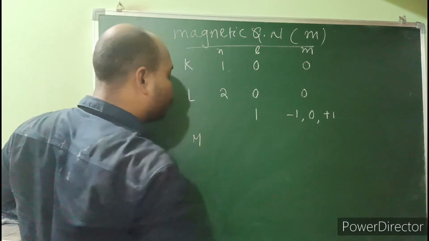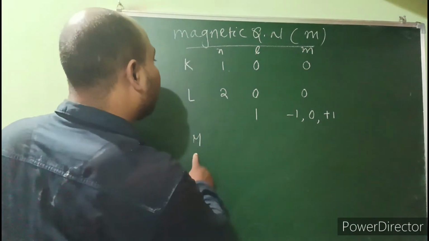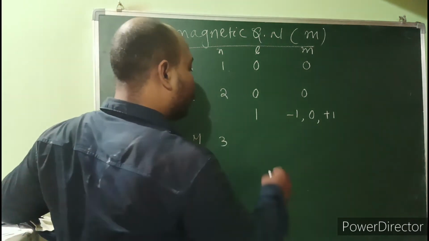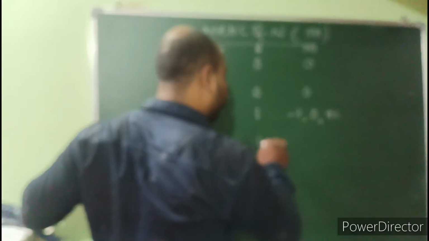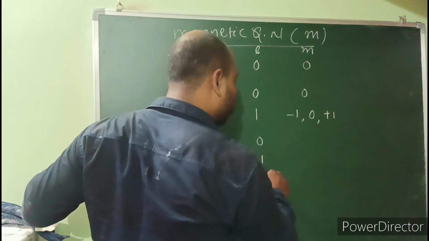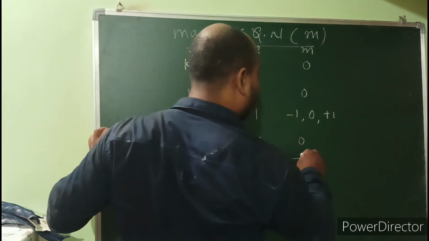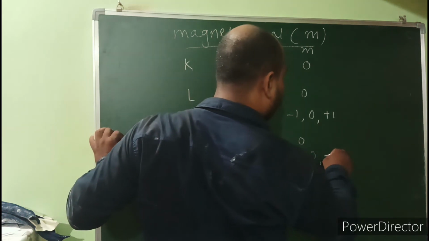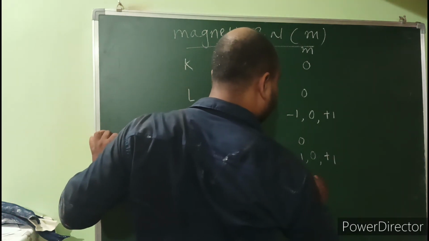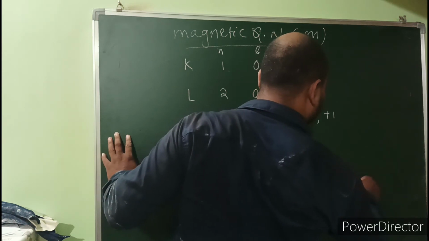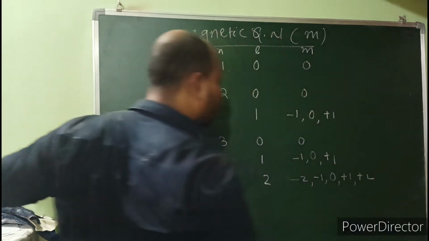Now if you discuss the M shell, it has principal quantum number 3. Then the L value, the azimuthal quantum number value, will be 0, 1, 2. So the m value becomes 0; minus 1, 0, plus 1; and minus 2, minus 1, 0, plus 1, plus 2.